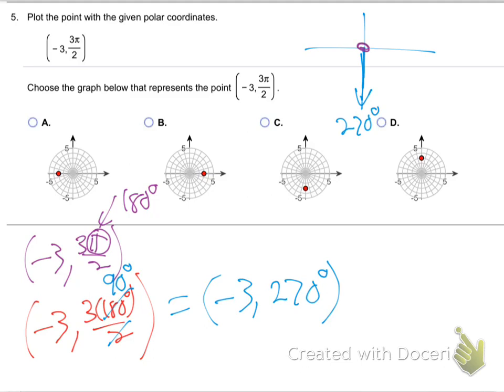We're right here at the pole. We aim the cannon straight down, 270 degrees. And then we backfire 3. 1, 2, 3. You good? This making sense? All right, now they're going to be tricky.